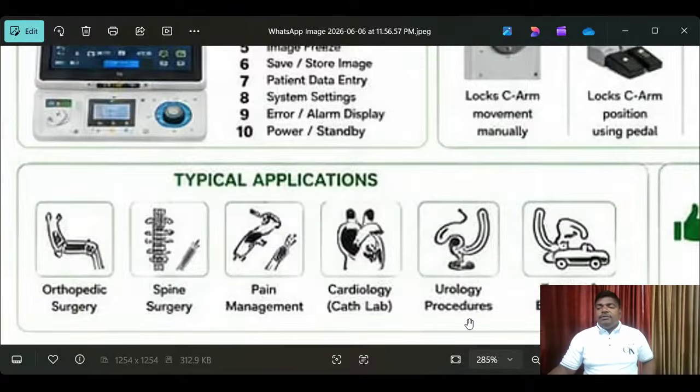Okay, next urology procedures, and trauma and emergency. So first priority is ortho, next cardiology, next urology, next trauma and emergency. But mostly wherever required, they are using it in the operation theater in hospitals. Okay, these are the typical applications.